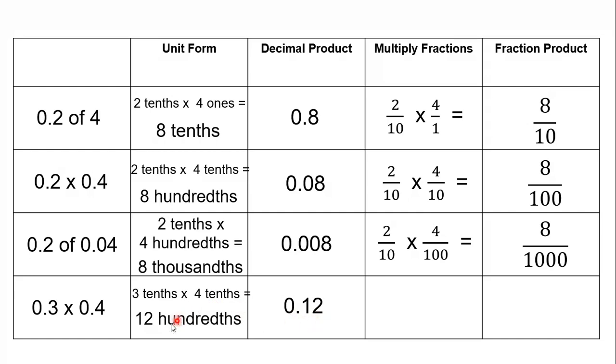Finally, we can rewrite both of these factors as fractions. 3/10 can be rewritten as 3 over 10, and 4/10 can be rewritten as 4 over 10. So 3 times 4 is 12, and 10 times 10 is 100. So our answer is 12/100, which is the same as 0 and 12/100.